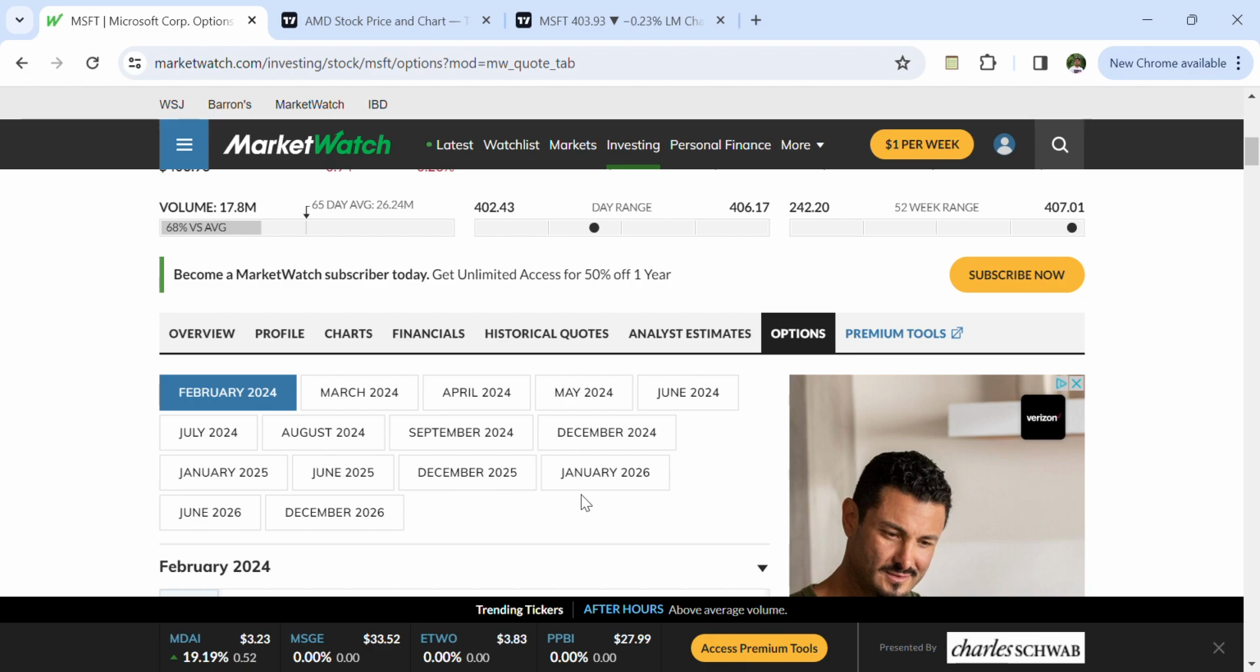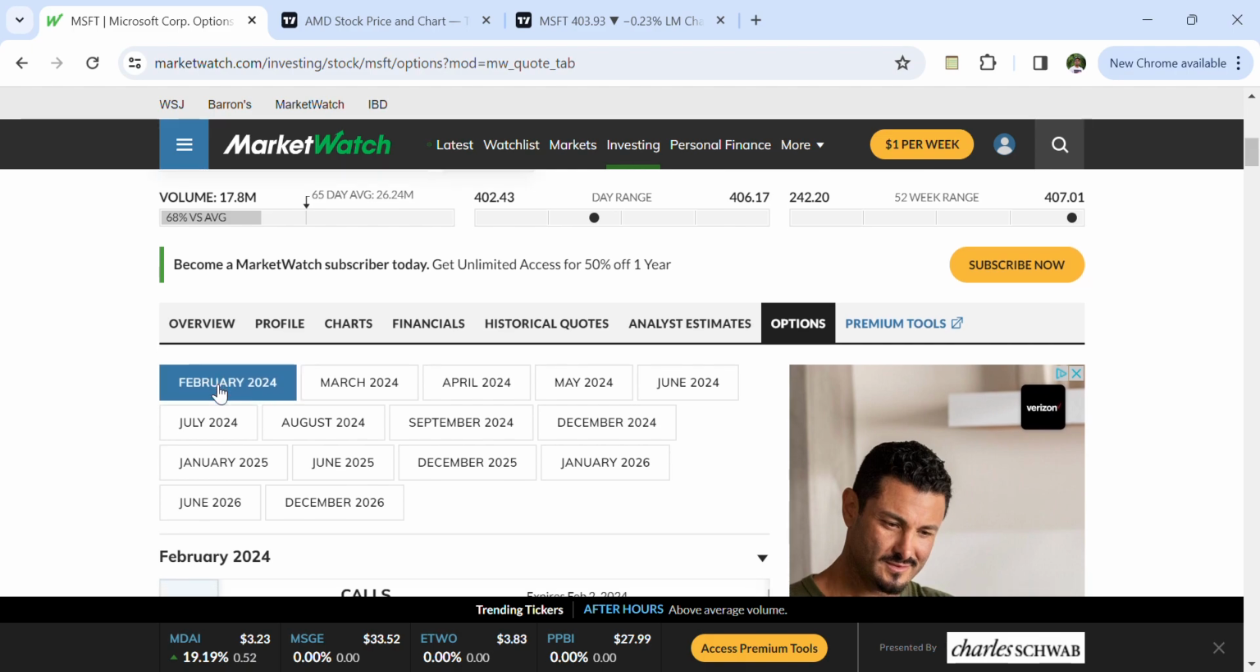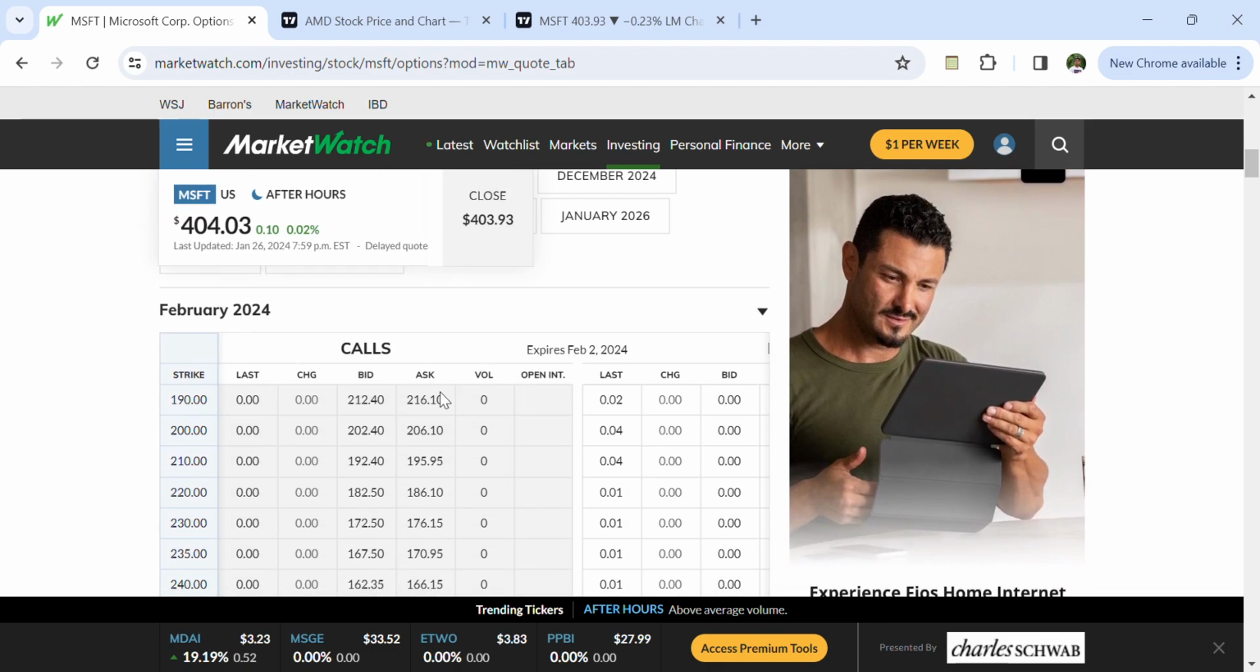Maybe the alert will be for the next 5 days. Options here in America expire every Friday, the last business day of the week. In normal conditions that is a Friday. If Friday is a holiday, the option might expire on Thursday. So let's go with February. You can see that all the strikes have been expanded for you, and in February you can see that this is the 2nd of February.